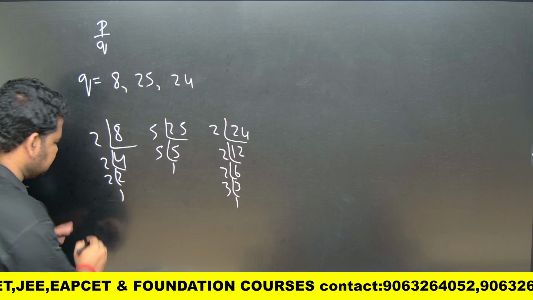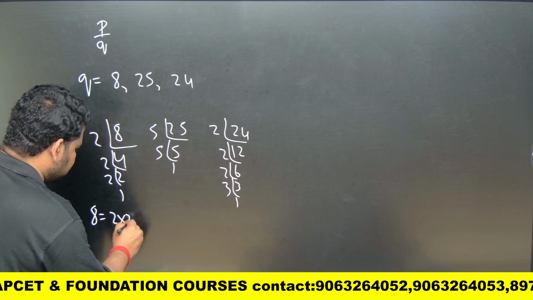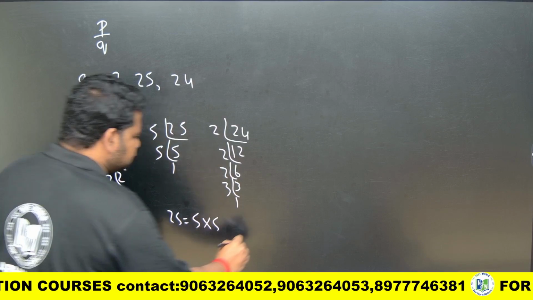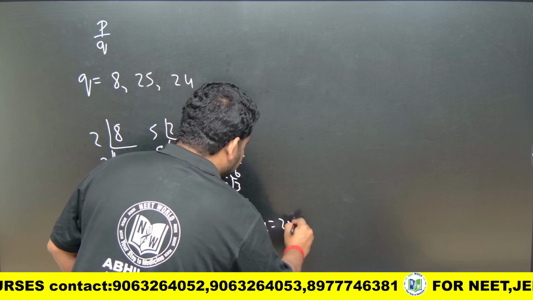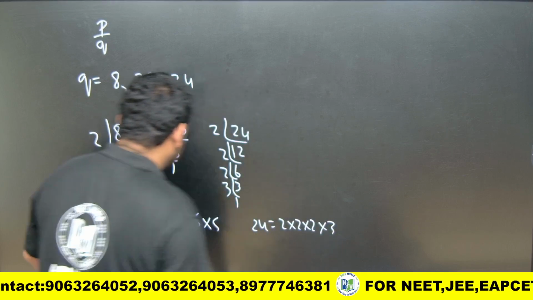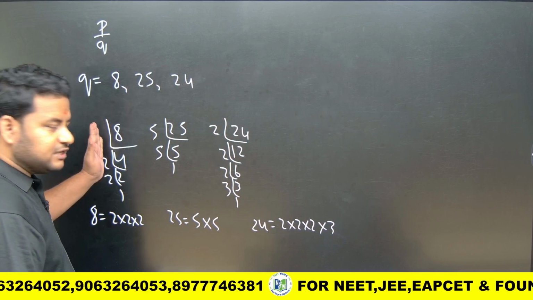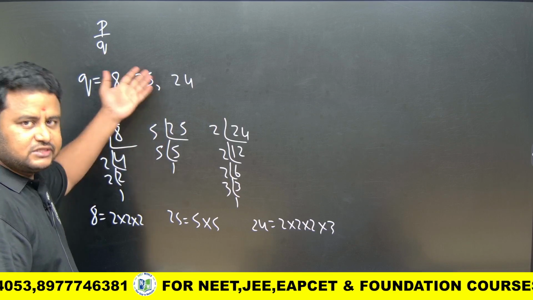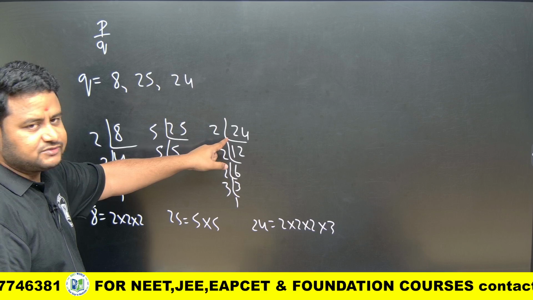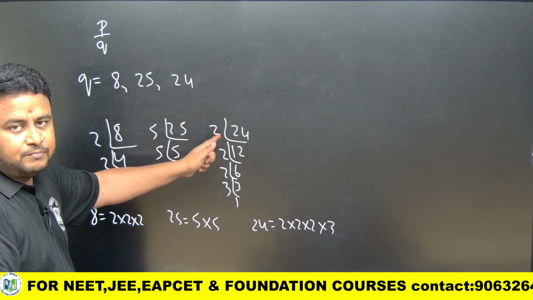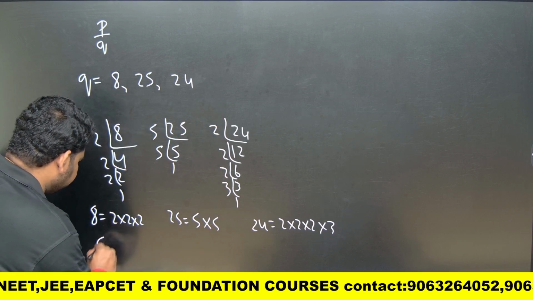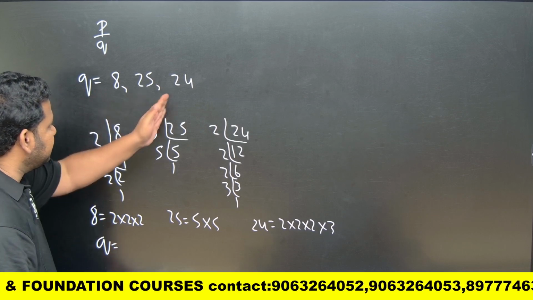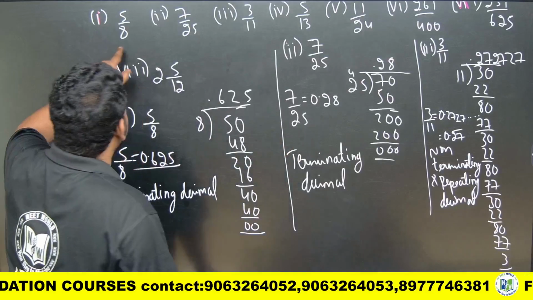Now see here, friends, 8 can be written as 2 into 2 into 2. 25 can be written as 5 into 5. 24 can be written as 2 into 2 into 2 into 3. When the denominator was 8, we got a terminating decimal. When the denominator is 25, we got a terminating decimal. When the denominator is 24, will we get a terminating decimal? No, because of what q is of the form. These are all denominators: 8, 25, 24.